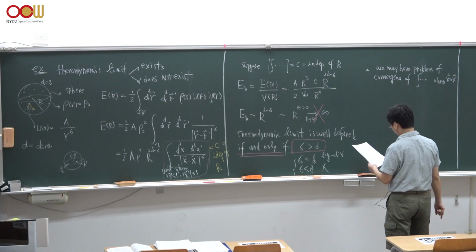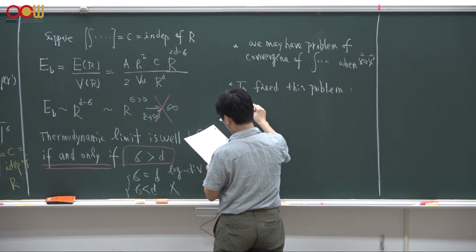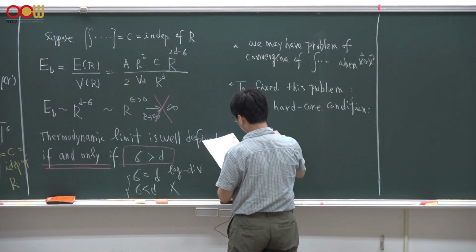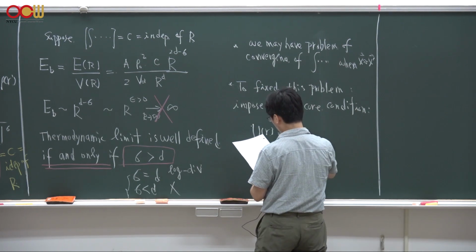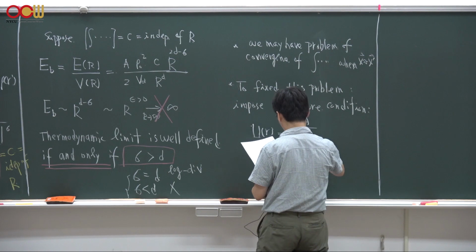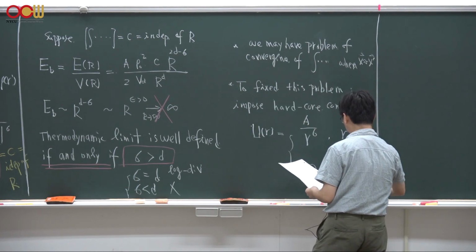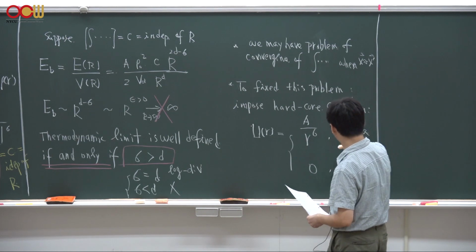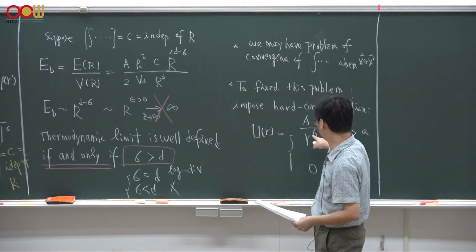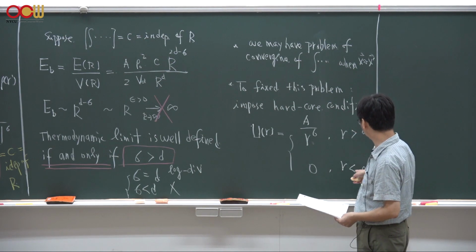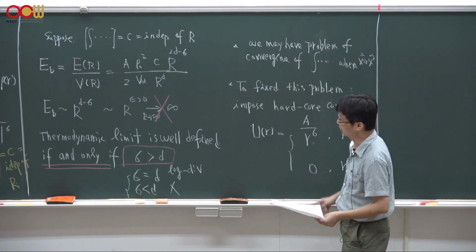To fix this problem, we can impose the so-called hardcore condition, meaning this interaction is actually zero inside the hard core, and it follows this power law decay outside of the hard core. So with lattice constant a, when R is greater than a, you get this power law decay of the interaction, but when R is less than a, you get zero interaction.